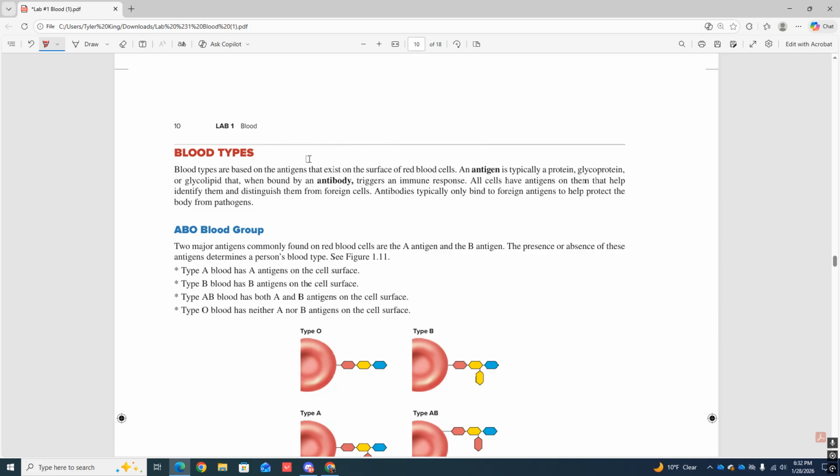Okay. All right. So blood types, guys. A lot of people, at least in the last couple classes, are getting a little confused, at least with the blood typing activity. I'm gonna try and explain a little bit better here for you guys and show you on paper what this should look like.